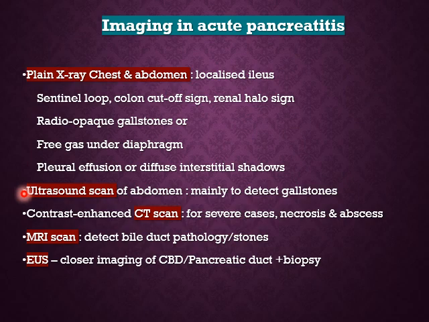Next is ultrasound scan of the abdomen, which is mainly to detect gallstones and an enlarged pancreas. Contrast enhanced CT scan is for severe cases, especially with necrosis and abscess formation. MRI scan is to rule out bile duct pathology, especially strictures and stones. And EUS gives you a closer image of the CBD and the pancreatic duct, and biopsy can be done to confirm or exclude malignancy.